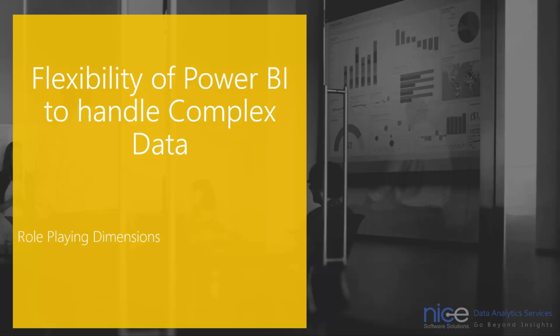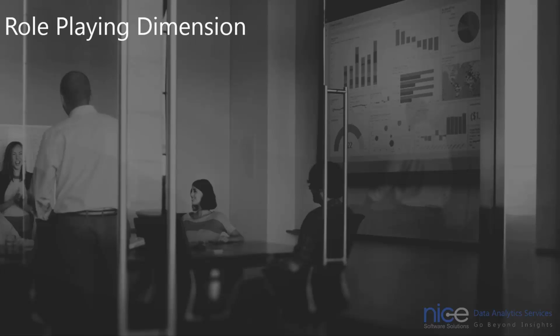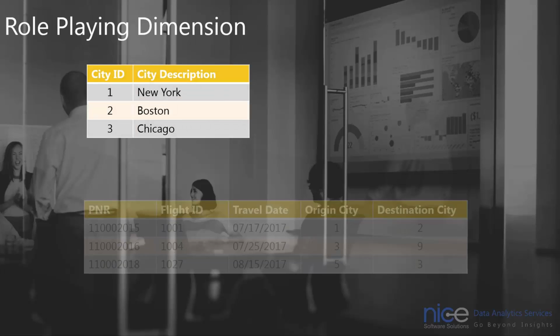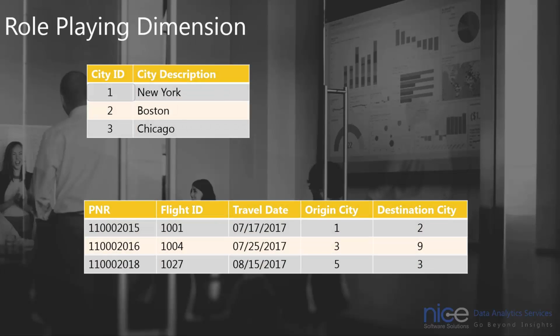In this tutorial, we'll talk about the flexibility of Power BI to handle role-playing dimensions with ease. Let's first understand what a role-playing dimension is. Here, you can see that we have the city ID as the primary key in one table. The city ID is used as the foreign key in another table for origin city as well as destination city columns. When you use one table to define multiple dimensions, it's called a role-playing dimension.